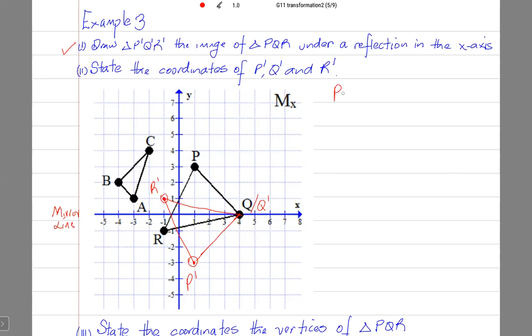P prime. Q prime. R prime. All right, can somebody help me with the coordinates, please? P prime, Q prime, R prime. Can somebody help me with the coordinates, please? Anybody?